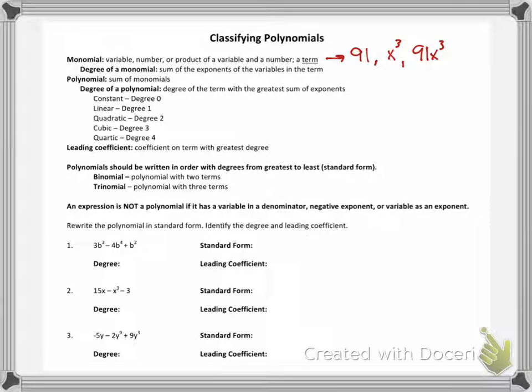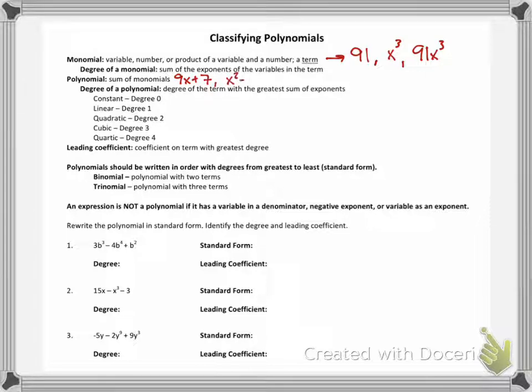Where you get polynomials is when you take more than one monomial, put a plus or a minus sign in between them, and attach them together. So a polynomial is a sum of monomials, or a difference, if you will. So an example would be 9x plus 7. That's a polynomial, because you have more than one term being attached by a plus sign.